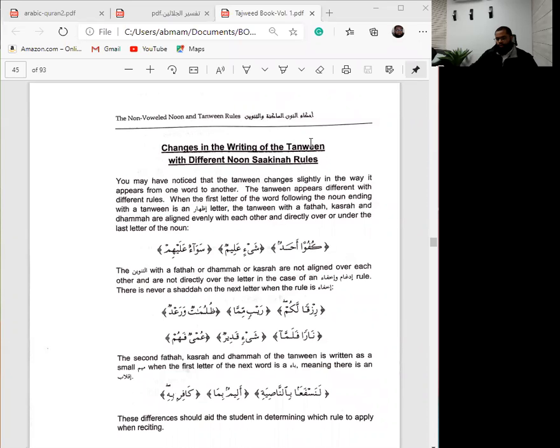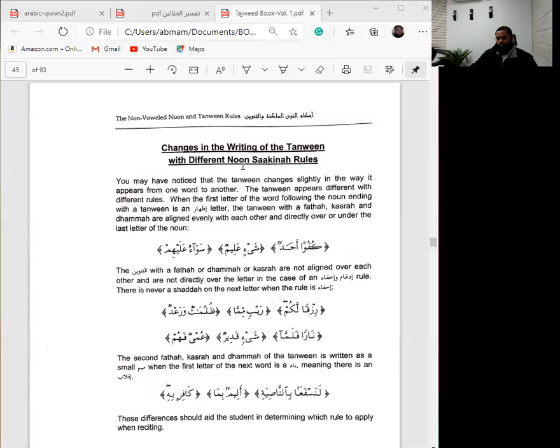So previously we covered the rules pertaining to Noon, Sakin, and Tanween, which are إظهار, إدغام, إقلاب, and the last one is إخفاء, concealment, right?